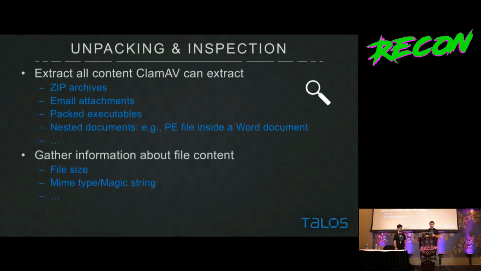Now, the sample comes into BASS, and the first thing that we do is to extract the contents, because the extracted form will be likely much better for signaturing than the compressed form. ClamAV can extract a huge amount of files. First of all, zip archives and all other kinds of archives. It can extract email attachments, but it can also extract packed executables, like the UPX packer for PE files. And it can extract nested documents. So if you have a Word document that drops a portable executable, then ClamAV can already extract this portable executable.